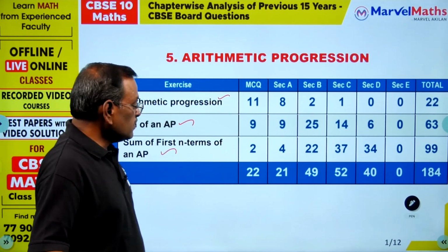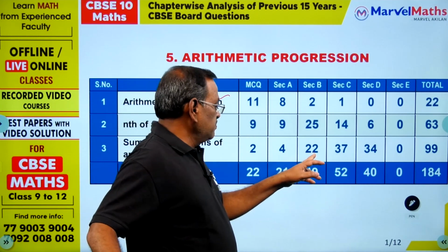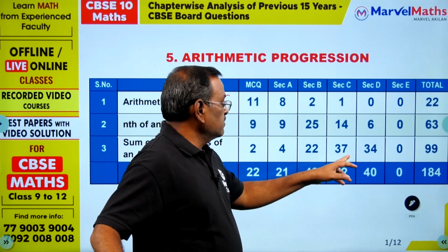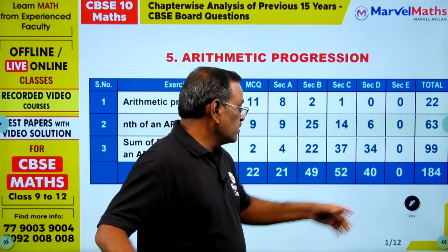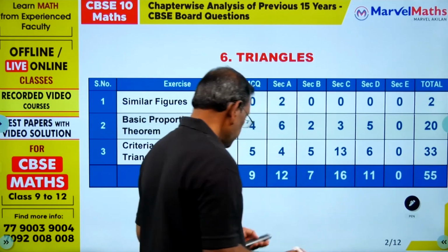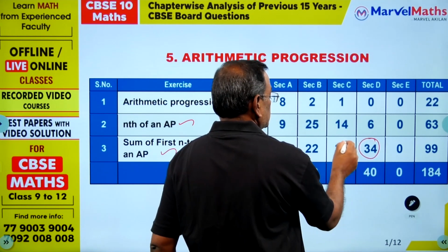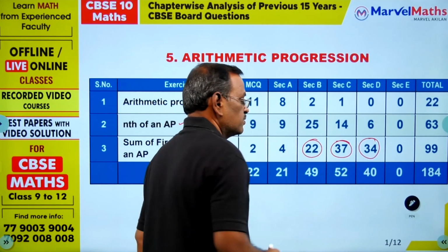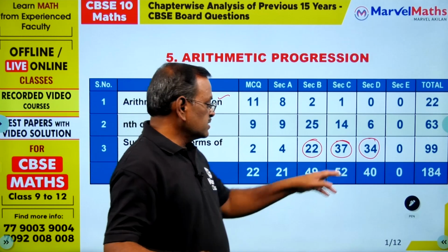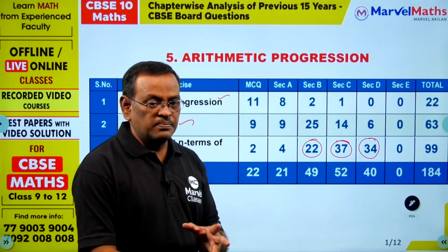terms. So in section B 22 questions, section C 37 and section D 34. So this is a very important section. 34 questions, 37 questions and 22 questions. So most of the section D questions are word problems.